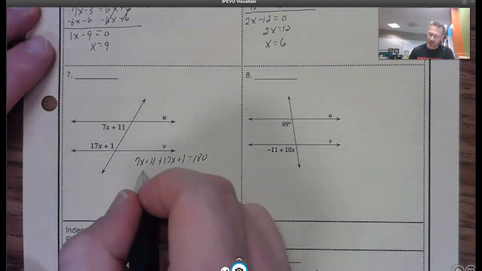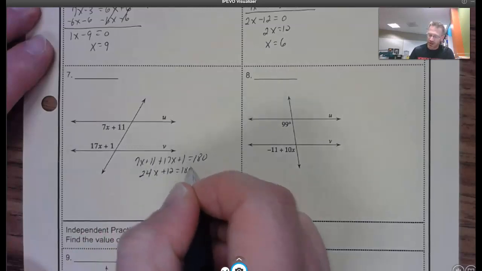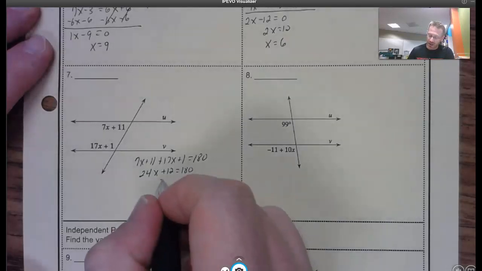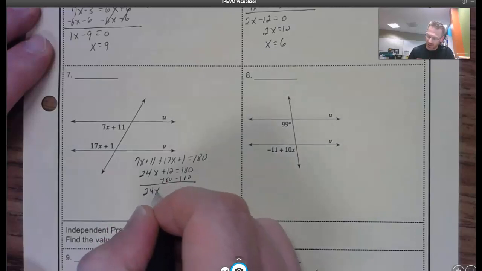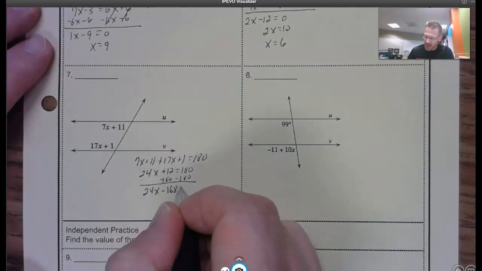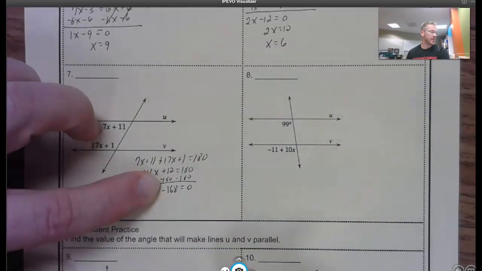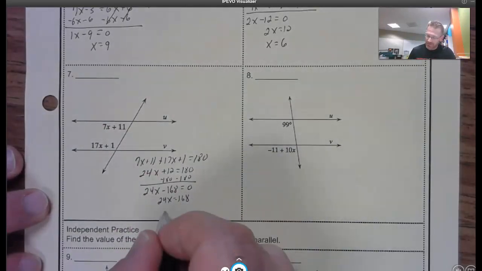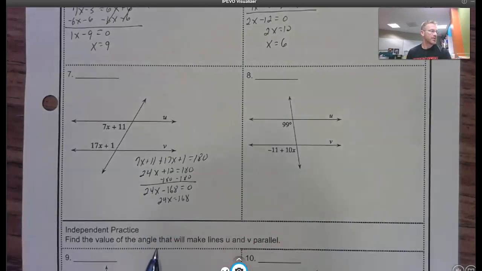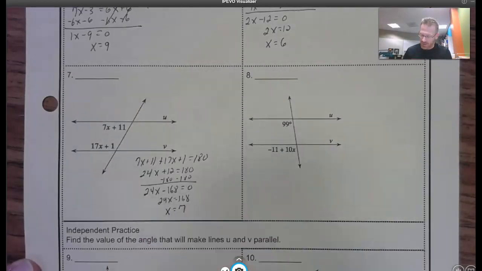So 7x plus 17x is 24x. 11 plus 1 is 12, and that equals 180 degrees. Once again, I'm going to make the right side equal to 0 by subtracting 180. So 24x minus 168 is equal to 0. We do this because we should know that opposites give me 0. So 24x should equal 168, and then we divide by 24 to get our value for x. If you do that, you hopefully get x is equal to 7.